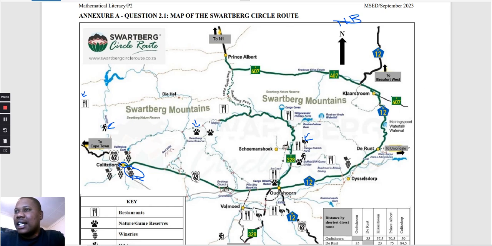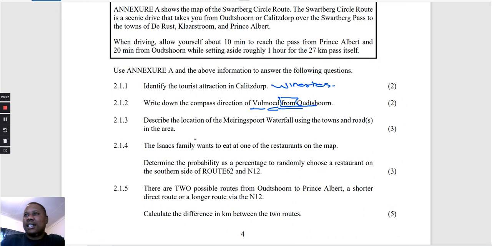It means we need to draw the compass direction from here. So where do we put the north? North is here. This is the south, west, and the east. Okay, so let's join these 2 points. And what is the direction there? The direction is the southwest.